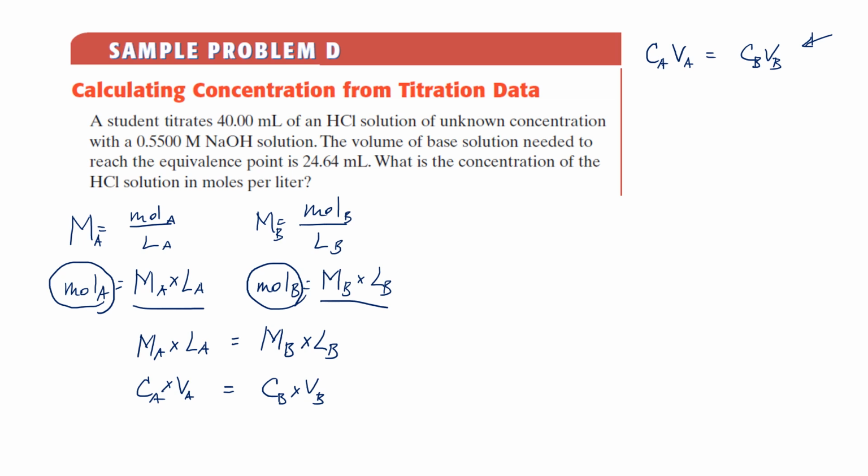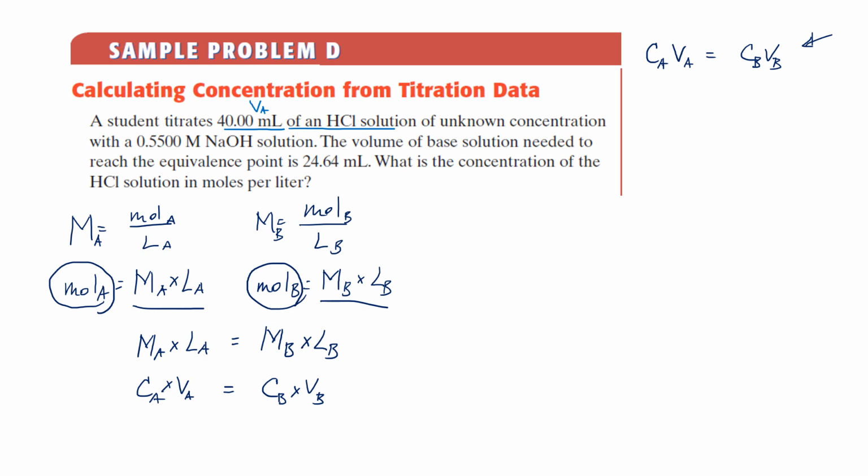CV is equal to CV. The concentration of the acid times the volume of the acid is equal to the concentration of the base times the volume of the base. So let's redo this problem. First, I'm going to label. These things are going to be volumes. This is the volume of my acid, right? 40 mils of HCl solution. This is the volume of the acid.